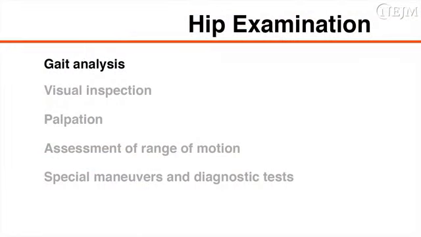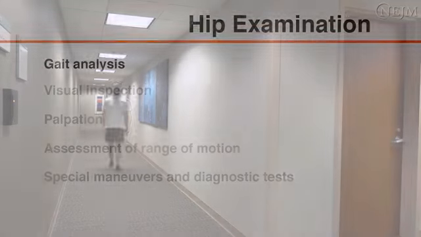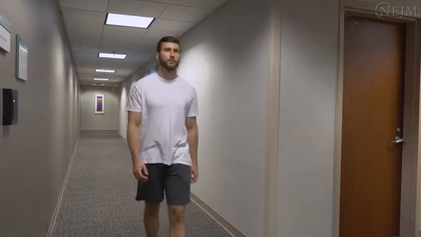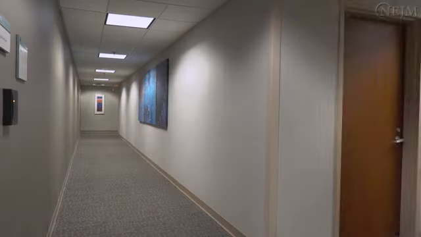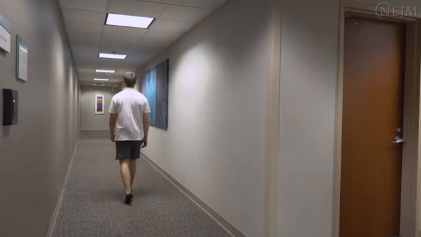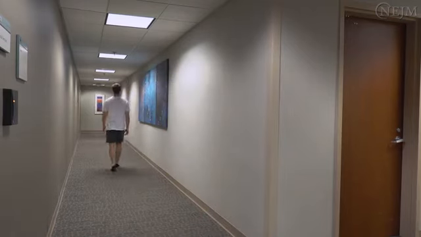Begin the examination by observing the patient's gait. Instruct the patient to walk back and forth from one side of the room to the other. Look for signs of discomfort, asymmetry, or an otherwise atypical gait. There are 4 common gait abnormalities that result from hip disorders.